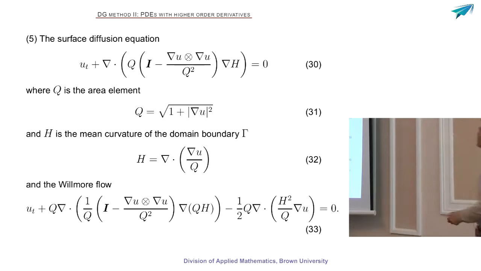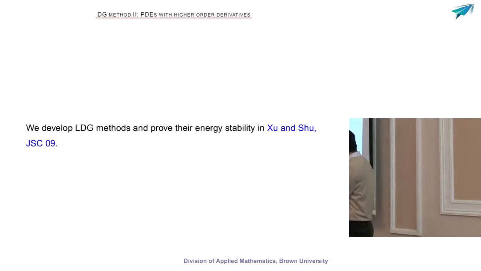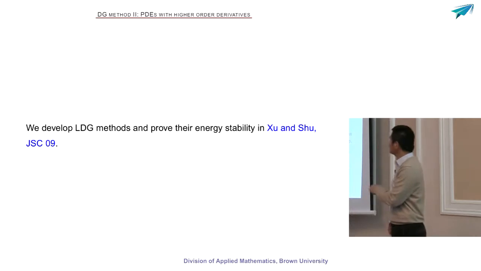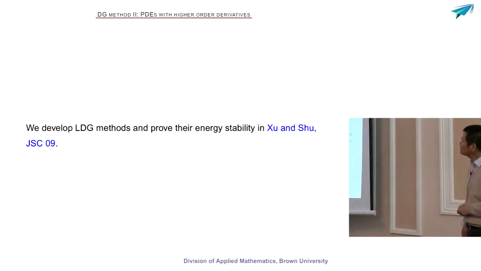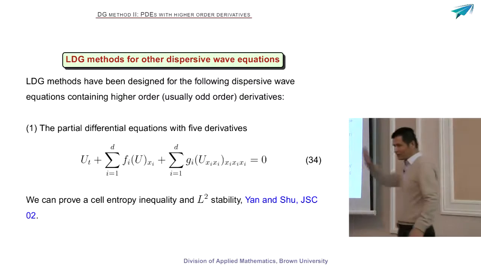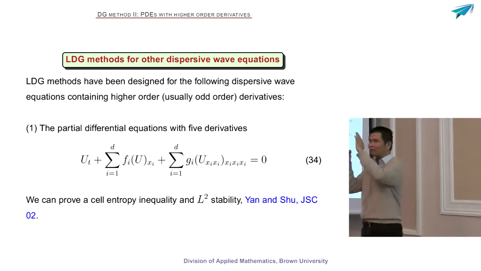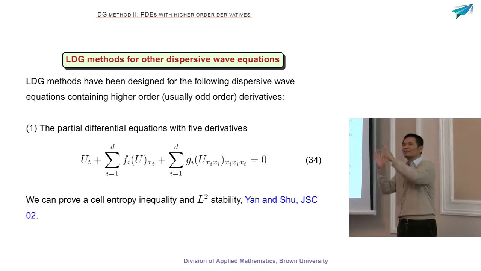Okay, anyway, so this is a surface diffusion and the Willmore flow, complicated, and you can actually get LDG methods and prove energy stability. That's in this paper. Okay, so this is a summary of LDG methods for diffusion equations, diffusive equations. So that includes fourth order, sixth order, and so on, and several typical examples.